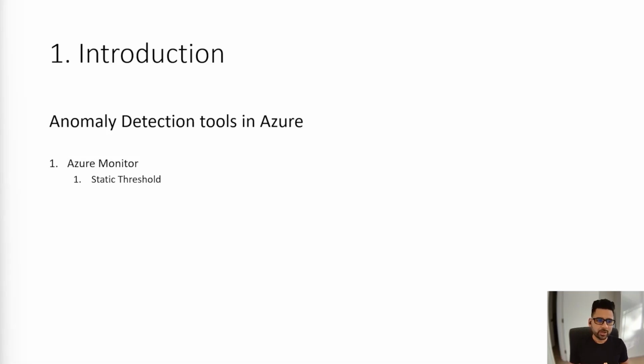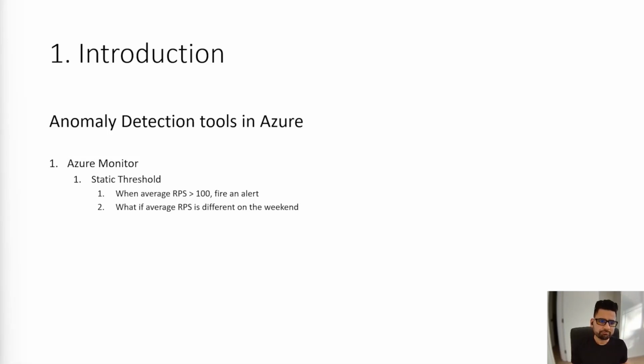So static threshold is essentially your vanilla alerts which require you to specify what threshold should be exceeded for the alert to fire. An example would be when the requests per second exceed 100, fire an alert. Now, the question is, what happens if the value of the metric depends on the time of the day or the day of the week?